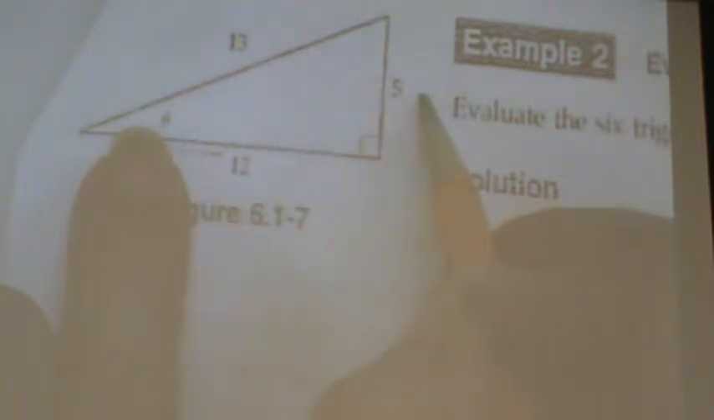So example 2, it's just asking you, what are the ratios? It's a very easy question. Given this triangle, you have to be able to locate the angle that they're talking about. So in reference to this angle, what would be the sine of this angle? It'd be 5/13. Cosine would be 12/13, and tangent would be 5/12. And you should be able to do all of the reciprocals.